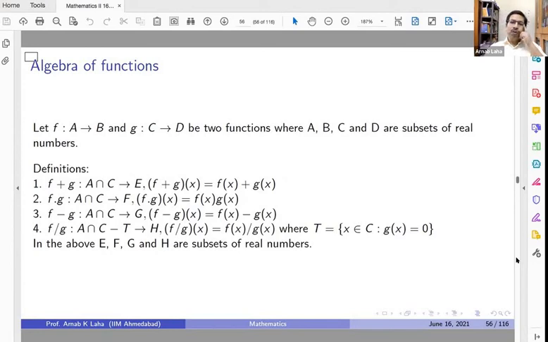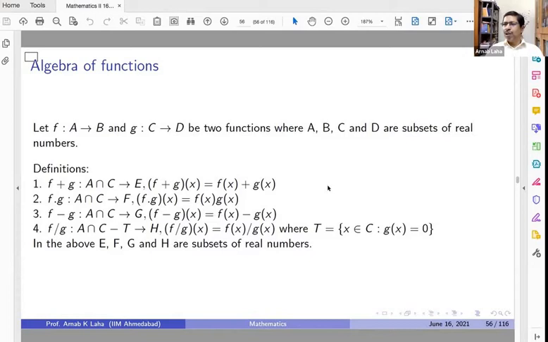So next we move to the algebra of functions. Here we are dealing with real valued functions. That means A, B, C, D are all subsets of the real numbers. So they are real valued functions of one real variable. We define a few things here.